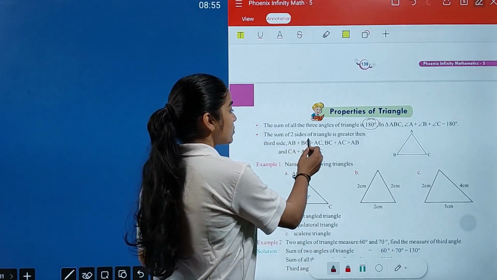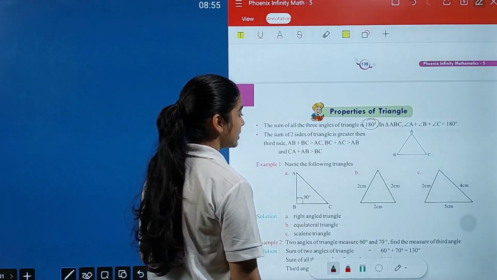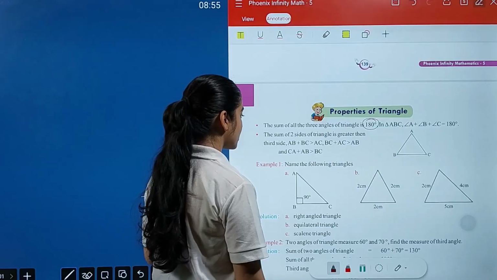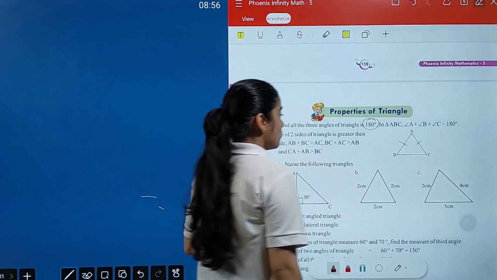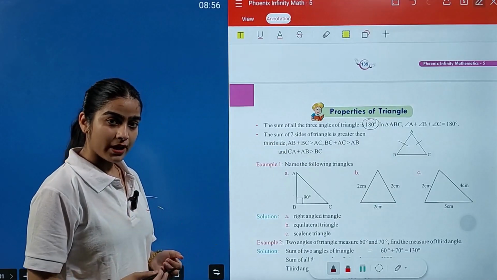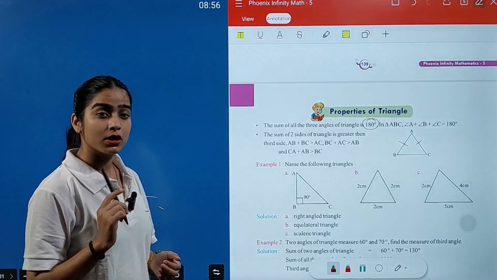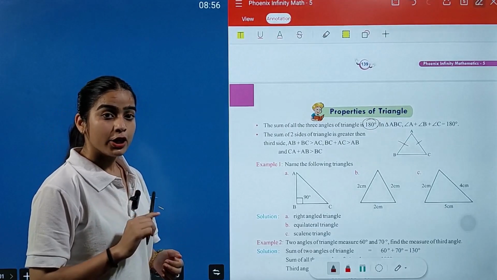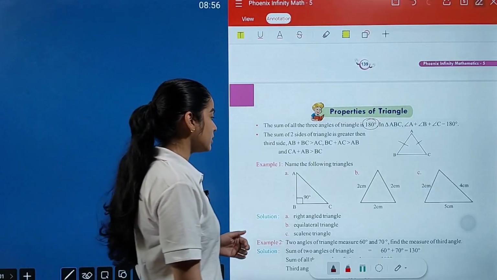The sum of two sides of a triangle is greater than the third side. AB plus BC is always greater than AC. BC plus AC is always greater than AB, and CA plus AB is always greater than BC. So what we have to understand in property 2 is, whenever we add two sides of a triangle, we always have to consider that the sum of two sides should be greater than the third side. It could not be equal, it could not be lesser, it should be greater than the third side.